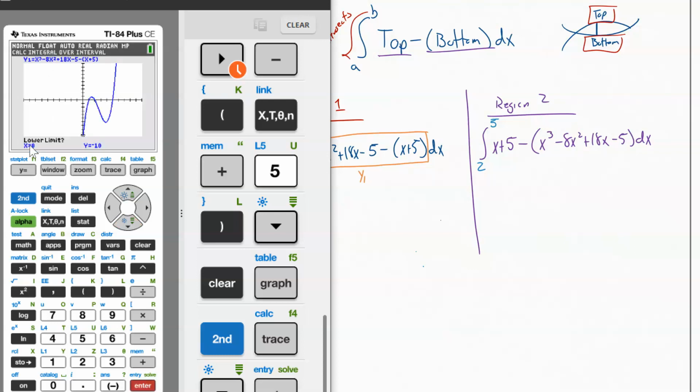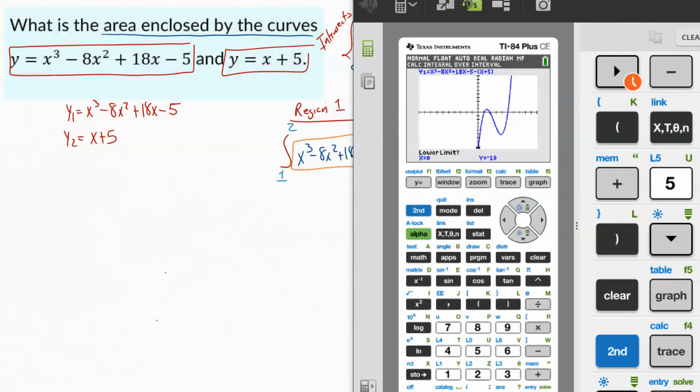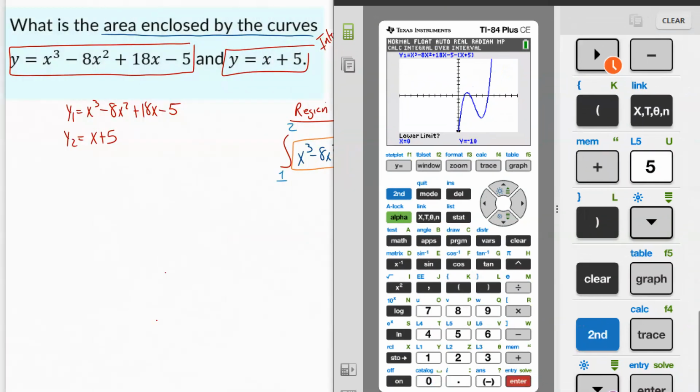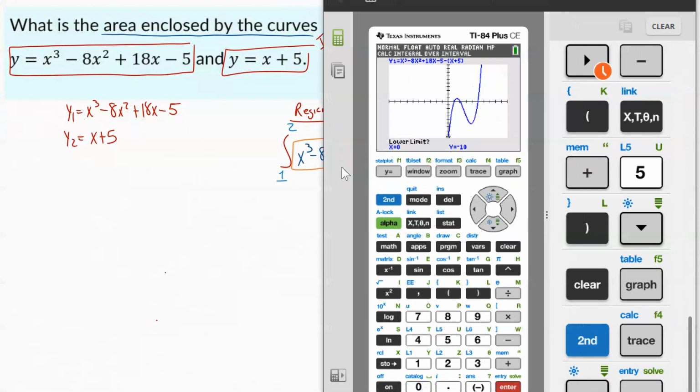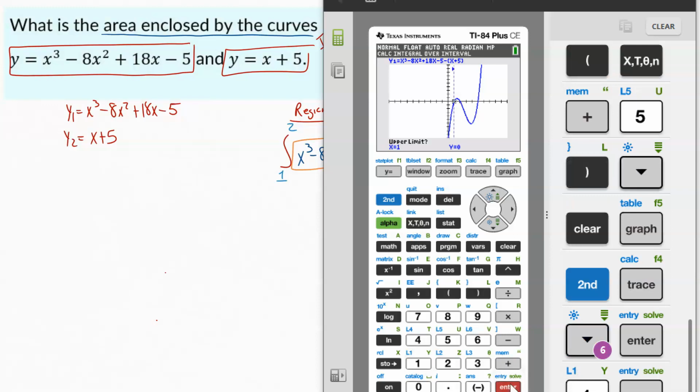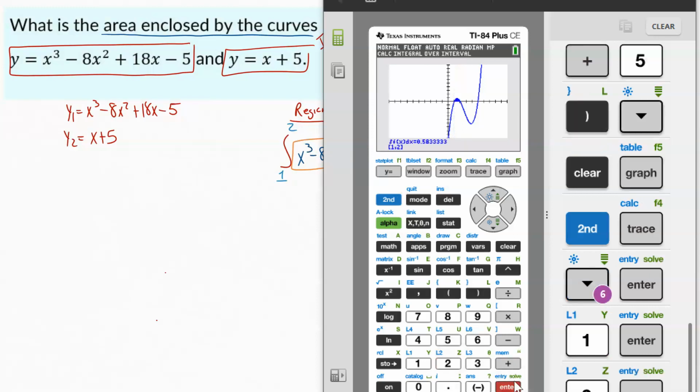It's again going to ask us a series of questions. The first question it wants to know is what's your lower limit? Well, the lower limit is going to be your lower bound. So on this problem, our lower bound was 1. So you type in 1 and hit enter. Then it's going to switch and ask you now for the upper limit. Well, the upper limit on region 1 is a 2. So we type in 2, hit enter.